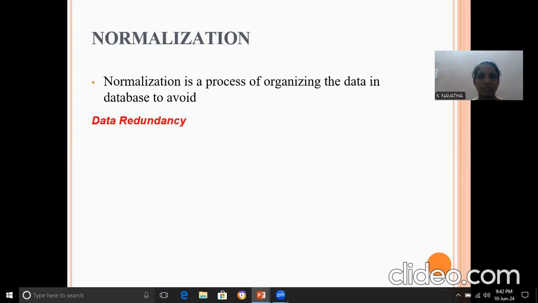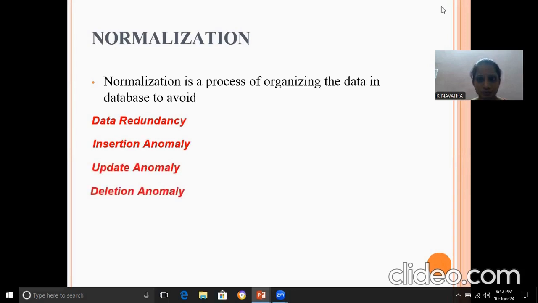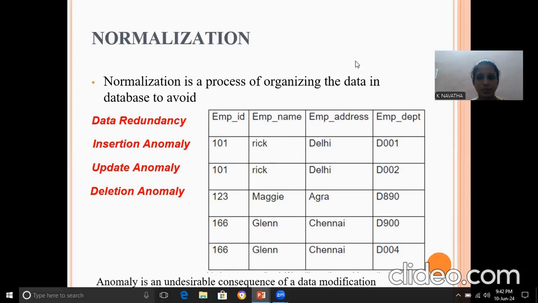Here we have anomaly. Anomaly means a problem, an undesirable consequence of data modification. When a data modification occurs, an anomaly arises. Anomaly means it's a problem raised when a data modification is done.